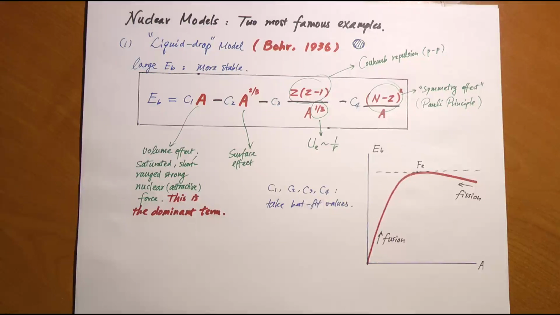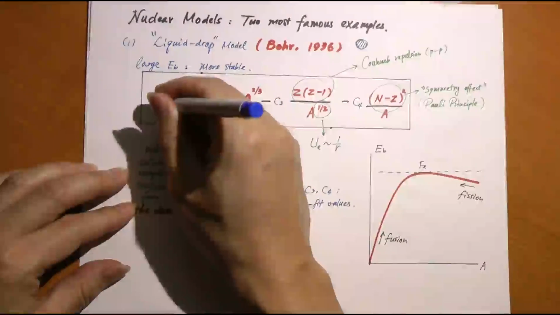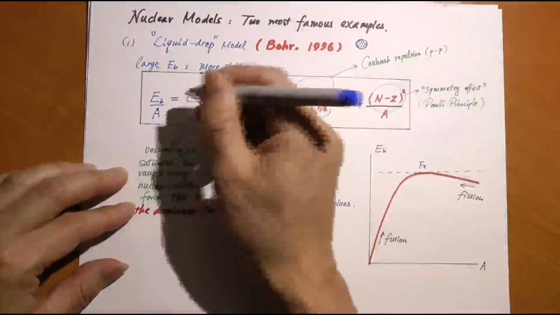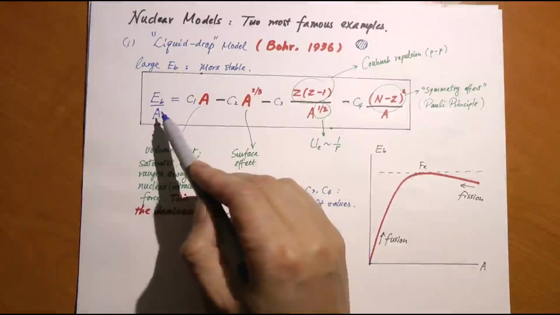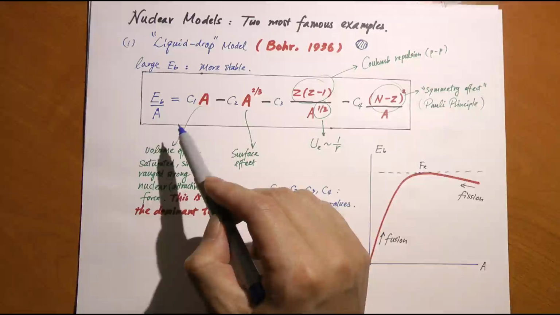We are going to write down an expression for the most important quantity to know about the nucleus, and that is its binding energy per nucleon. Binding energy per nucleon, in fact, E_B divided by A. The greater this term is, the more stable the nucleus is.